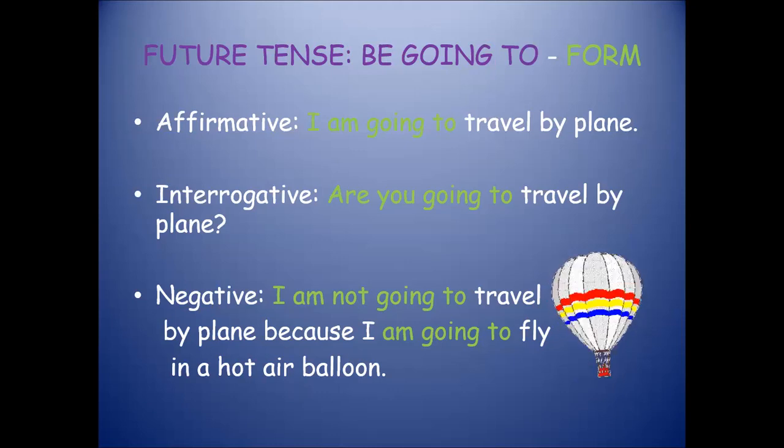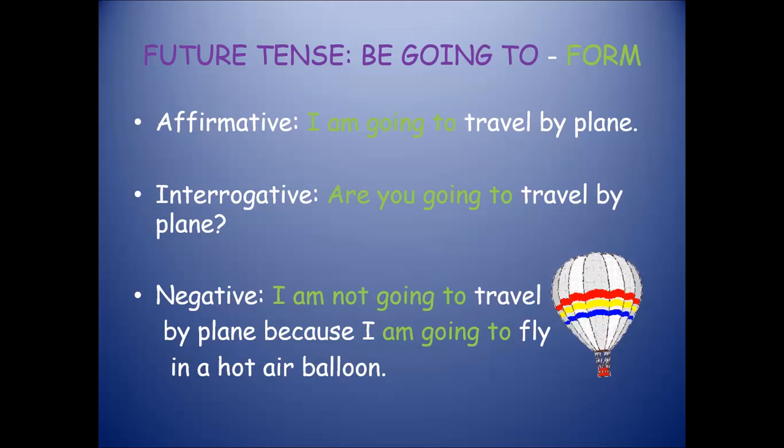The interrogative form, we're going to do it again. We're going to use inverted structure. Instead of having the pronoun and then the verb to be, we're going to have first the verb to be, then the pronoun or the subject, and then the going to form and the rest of the sentence followed by a question mark. For example, are you going to travel by plane?